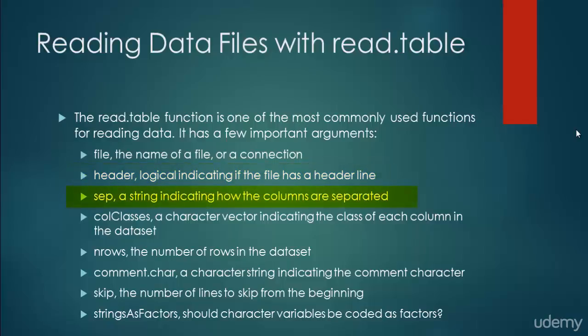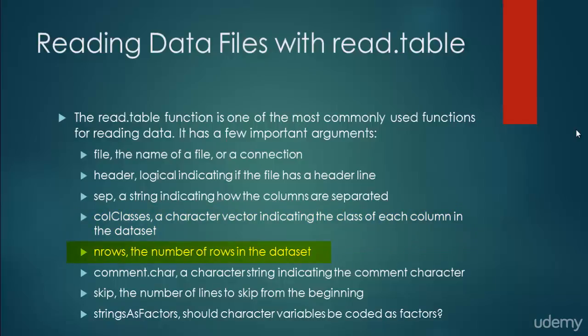sep, which is a string indicating how the columns are separated. And colClasses, a character vector which indicates the class of each column in the dataset. Which column does it belong to? Which class does it belong to? Each of the columns may be a numeric class, or it can be a character class. This colClasses is a character vector which indicates which class the column belongs to. And nrows, which is the number of rows in the dataset.